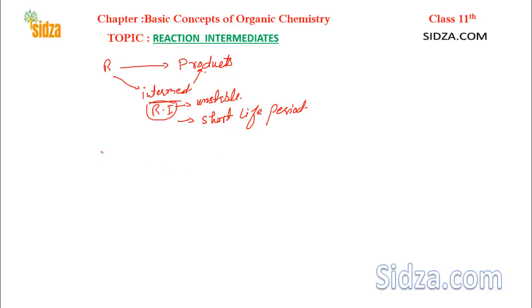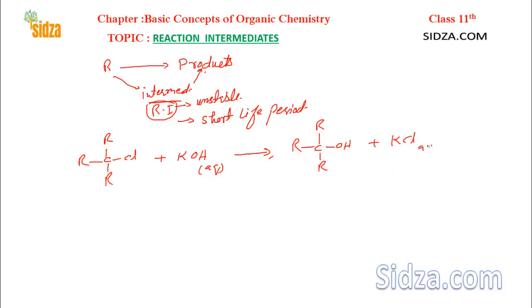Now let's take an example. Suppose I have a carbon which is attached to chlorine, and say there are alkyl groups attached to it. When you react this compound with potassium hydroxide in the aqueous medium, what happens here? The hydroxide group substitutes the chlorine from the compound, and you get the product like this. You get the alcohol, OH. Here the chlorine is replaced by the OH and you get potassium chloride, right? So this is a substitution reaction actually.